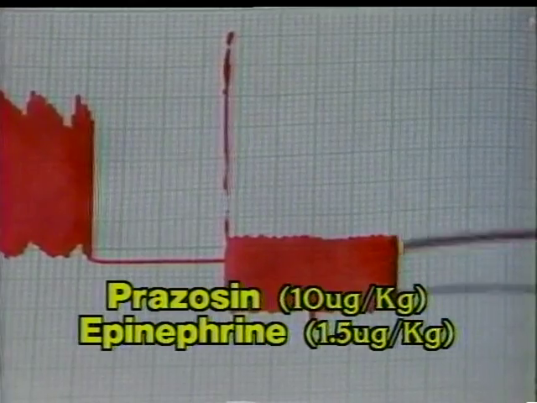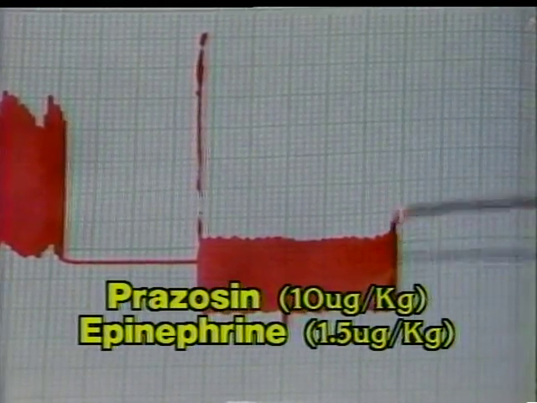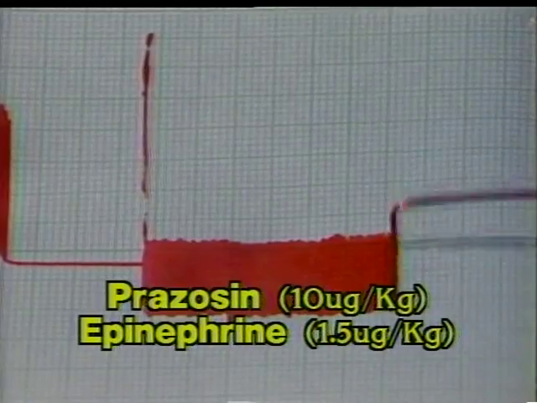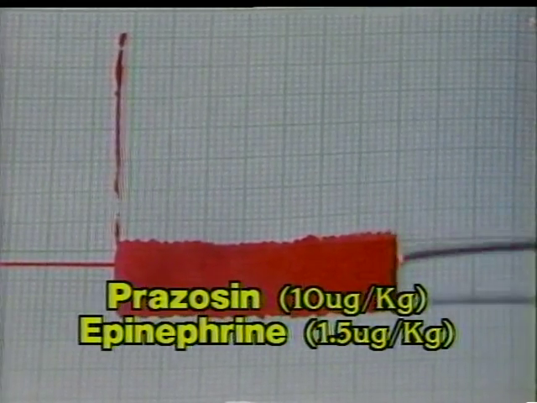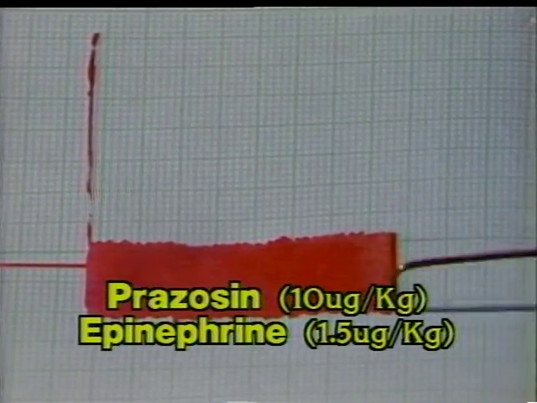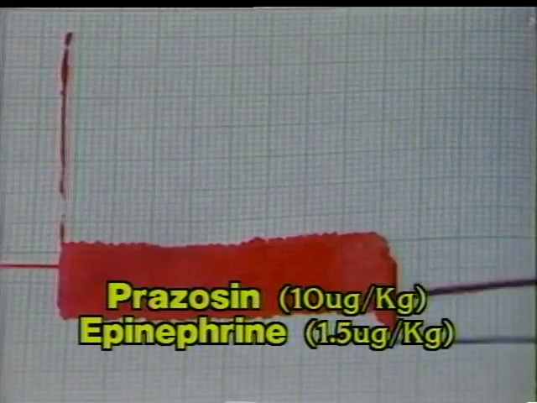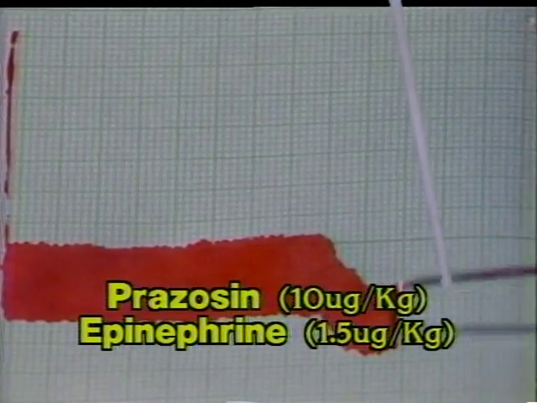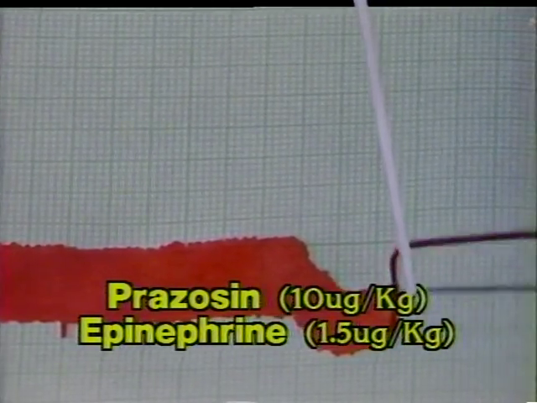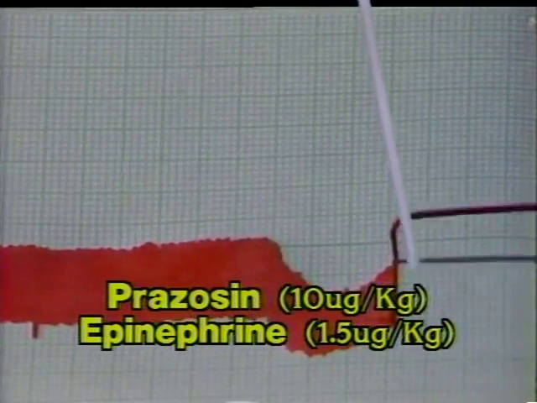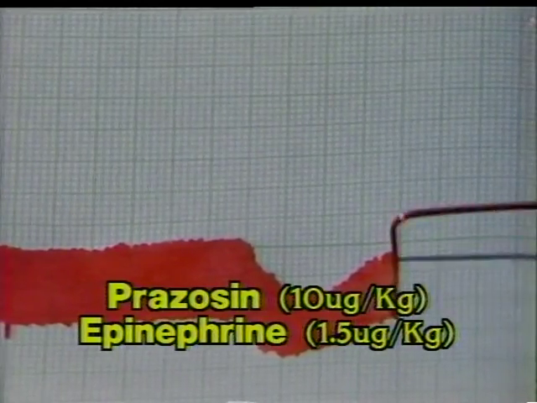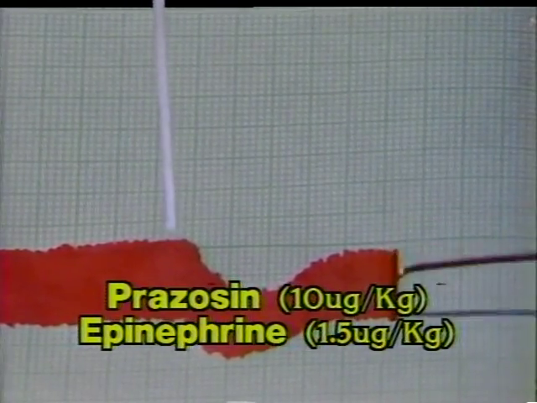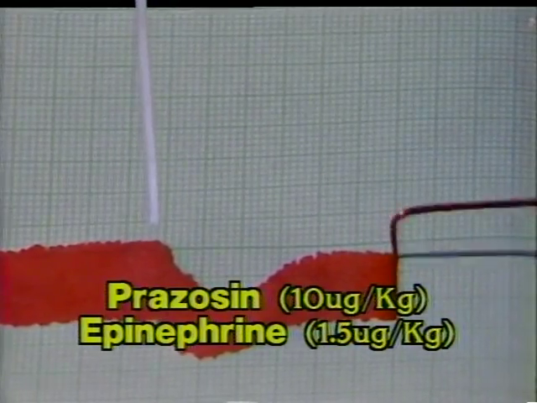Prazosin, 10 micrograms per kilogram, was injected before epinephrine, 1.5 micrograms per kilogram. As anticipated, a decrease in blood pressure is obtained. This is due to activation of beta-2 receptors in the blood vessels of skeletal muscle. We would have expected a small increase in blood pressure to precede the decrease. This would be due to the activation of beta-1 receptors.